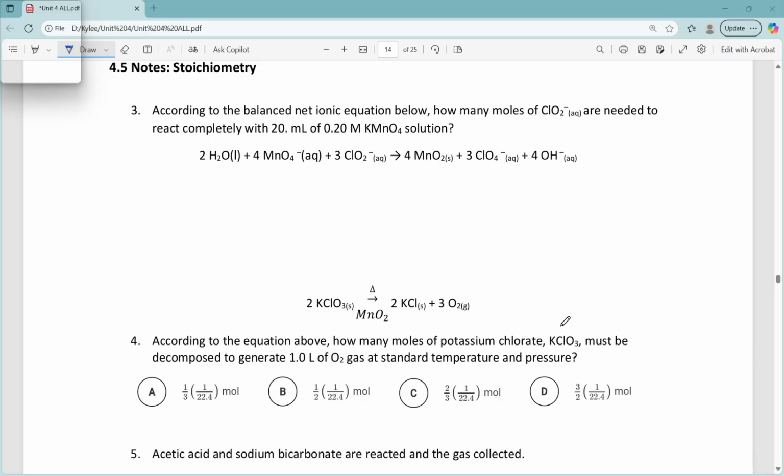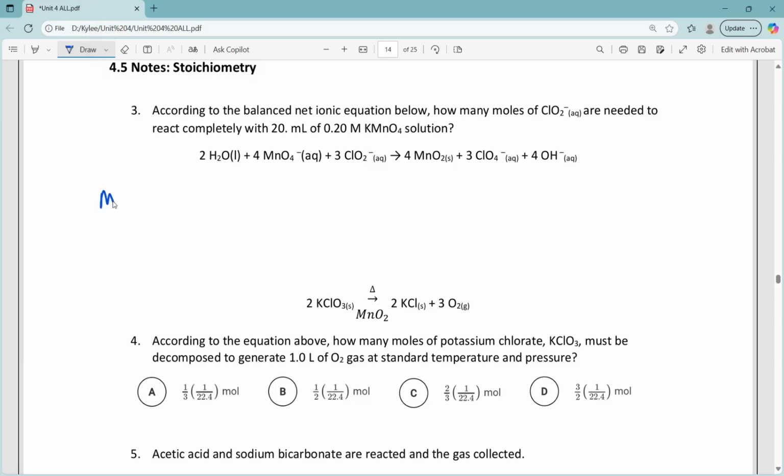In this example on number 3, it says, according to the balanced net ionic equation, how many moles of chlorite are needed to react completely with a 0.2 molar KMnO4 solution, and we have 20 milliliters of it. So the first thing I'm going to do is I am going to convert that into moles. And the way that I do that is by multiplying, because the molarity equation is moles per liter. And they give me a molarity.